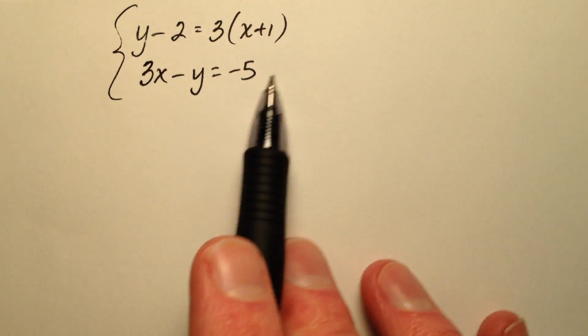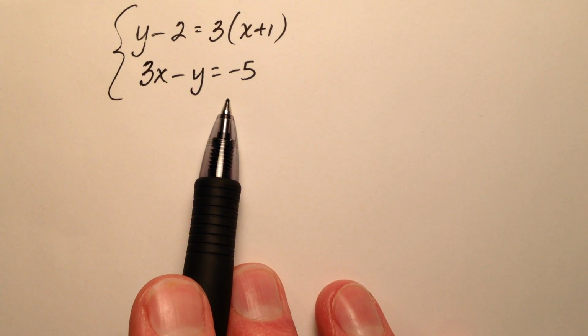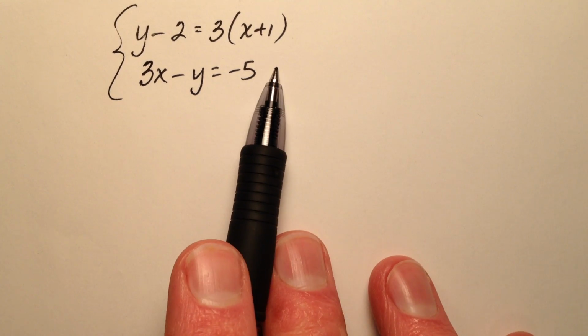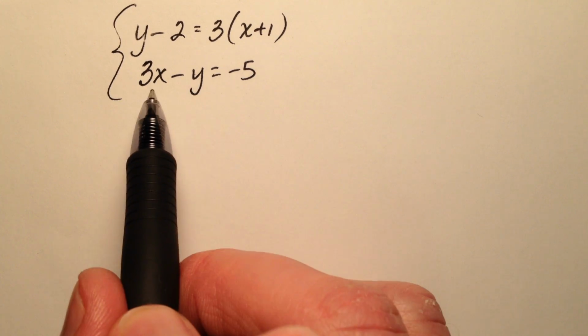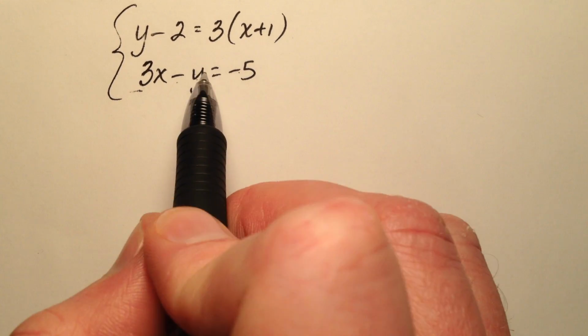In this example, we're going to solve this linear system using substitution. So the first step is to choose one of these equations and solve for one of its variables. So it looks like maybe this second one, 3x minus y equals negative 5.